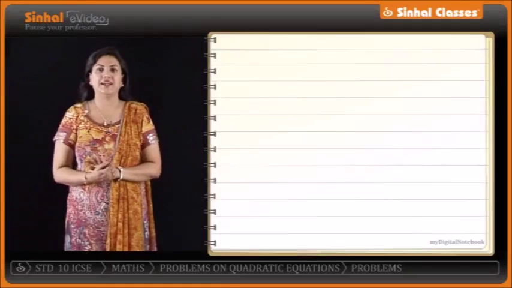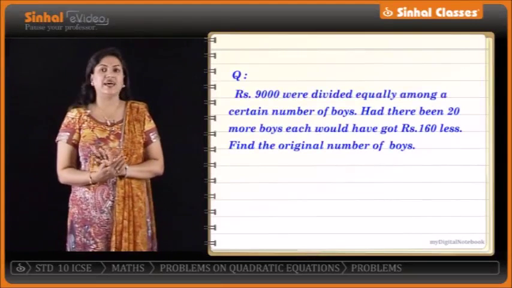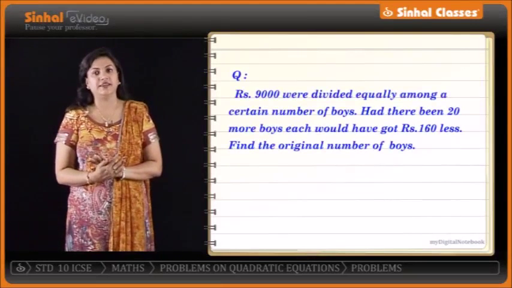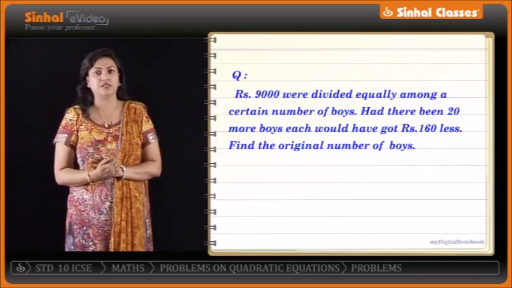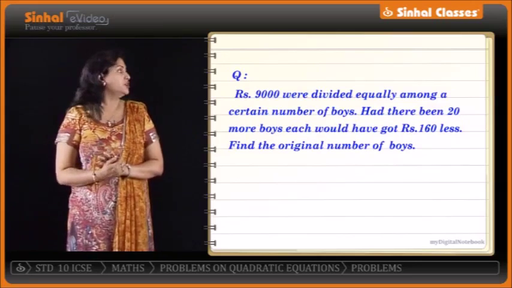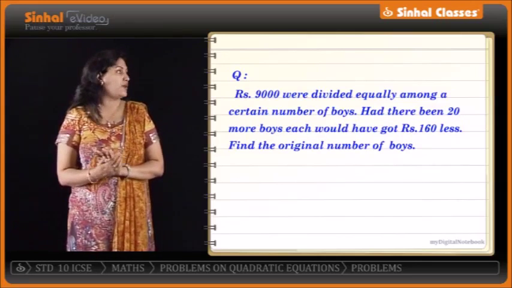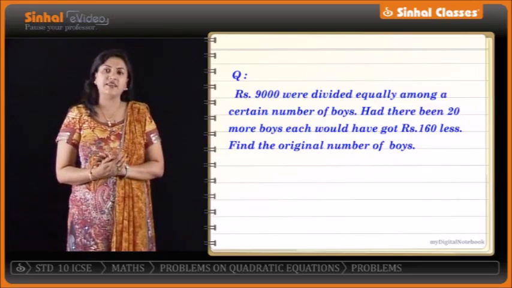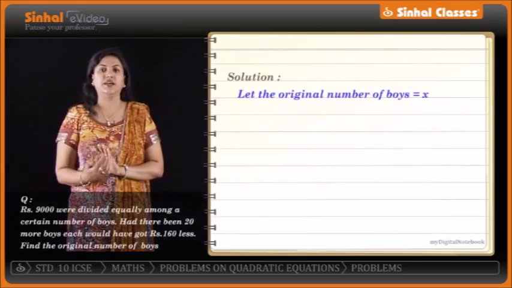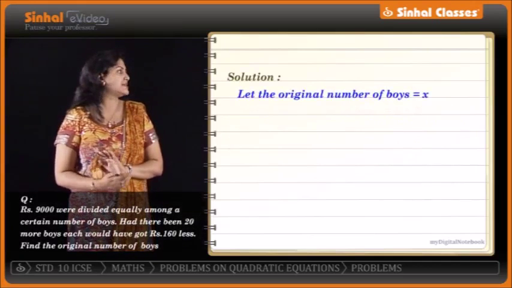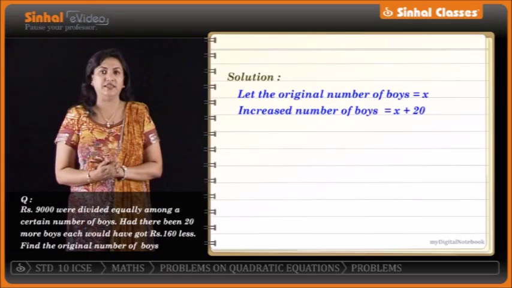Now to the next type, miscellaneous problems. Rupees 9,000 were divided equally among a certain number of boys. Had there been 20 more boys, each would have got rupees 160 less. Find the original number of boys. Now let the original number of boys be x. Increased number of boys is x plus 20.